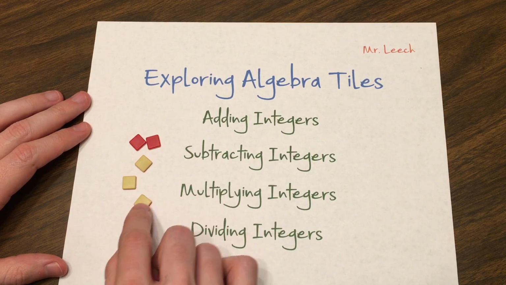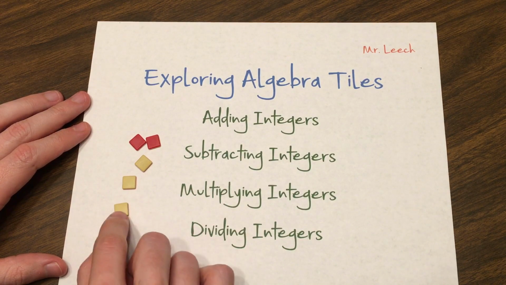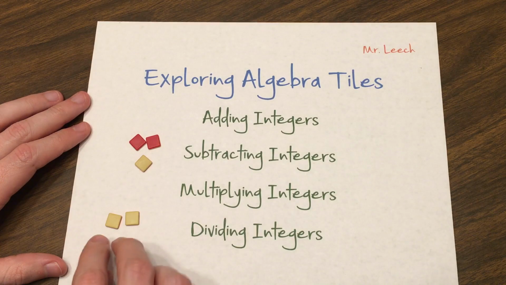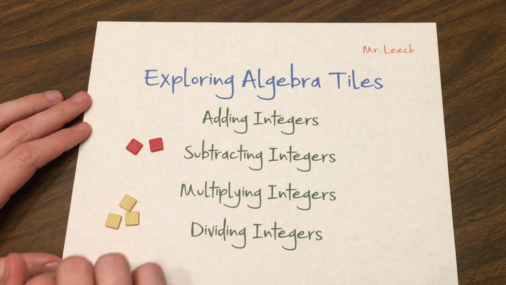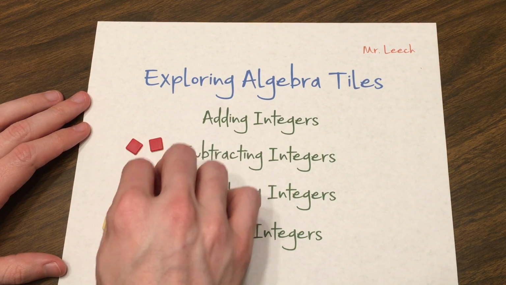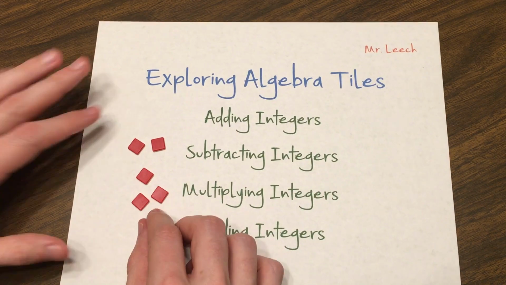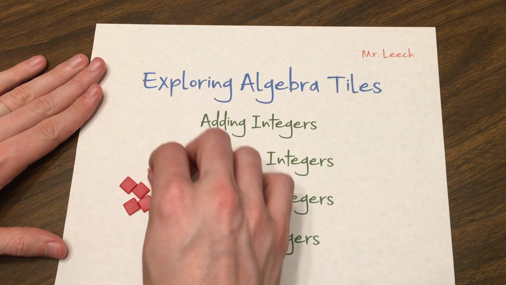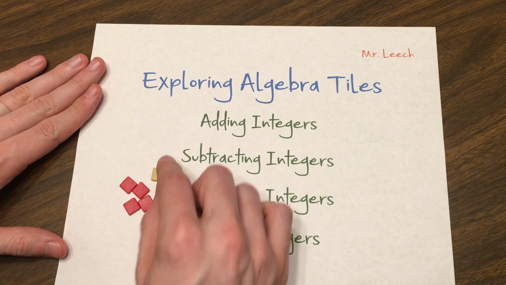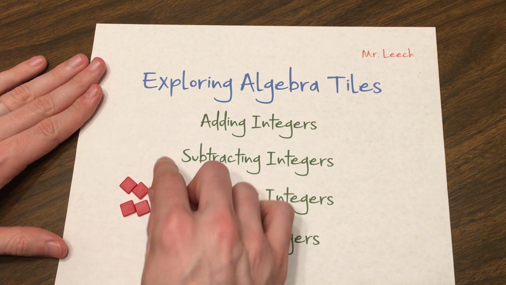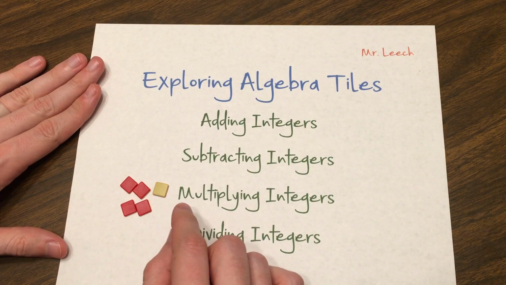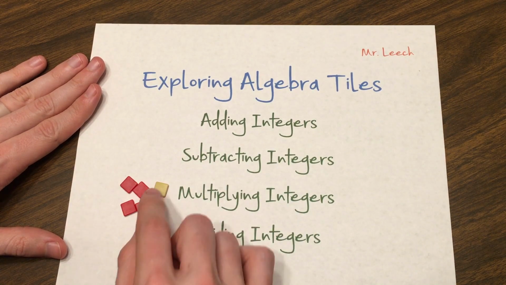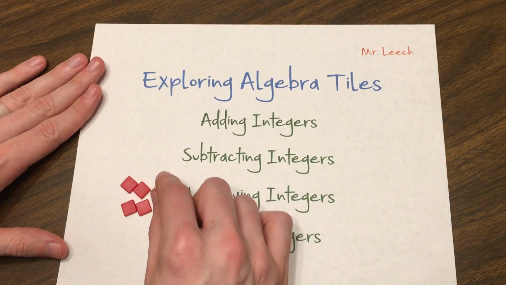Each one of these represents an integer. So this is 1. These together would make 2. These together would make a negative 2. I could flip all of these over, and these would be negative 5. Now your set of algebra tiles might have different colors, but for most of them there's going to be a red for the negatives and some color for the positive. My set has a cream back for the positives.